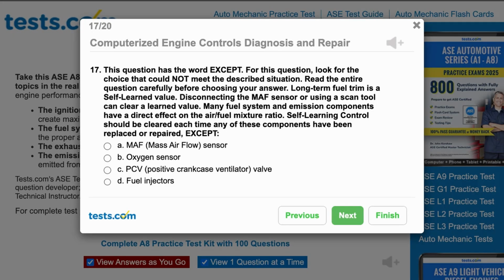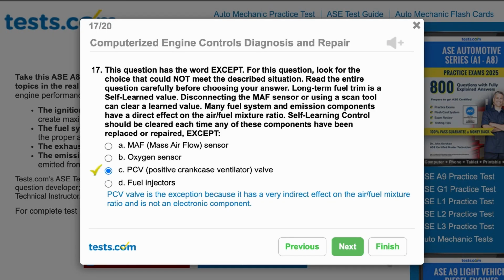Many fuel system and emission components have a direct effect on the air-fuel mixture ratio. Self-learning control should be cleared each time any of these components have been replaced or repaired, except A. MAF or mass airflow sensor, B. Oxygen sensor, C. PCV positive crankcase ventilator valve, D. Fuel injectors.